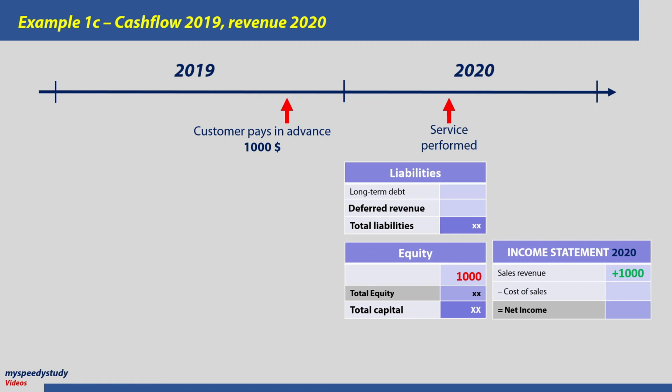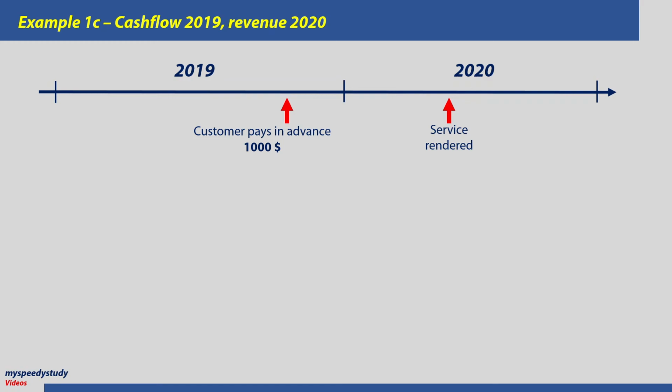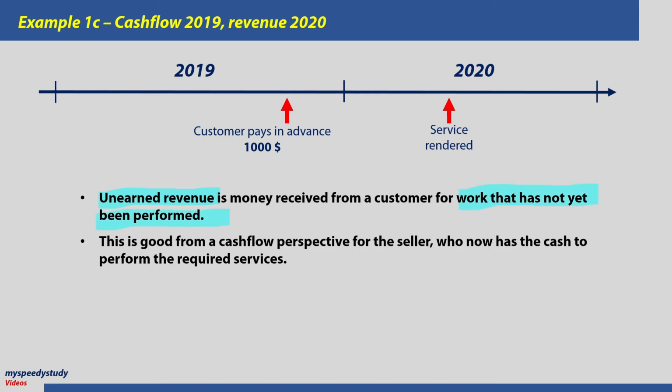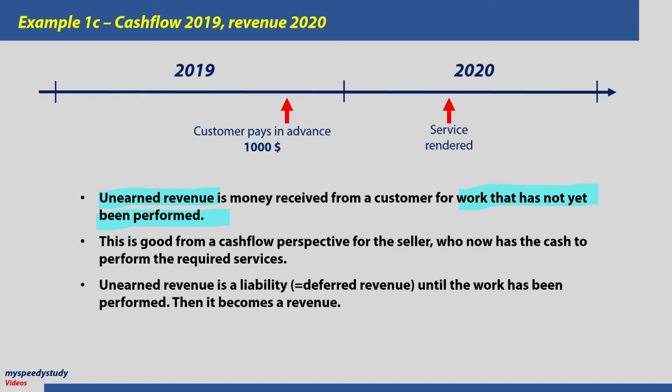Keep in mind, unearned revenue is money received for work that has not yet been performed. Business people regard that as a good thing because it increases cash. But unearned revenue is still a liability. It becomes a revenue when the service has been performed or the product is delivered.